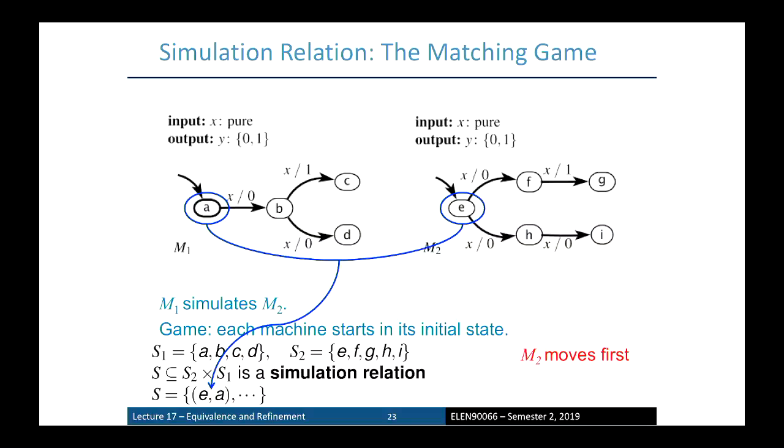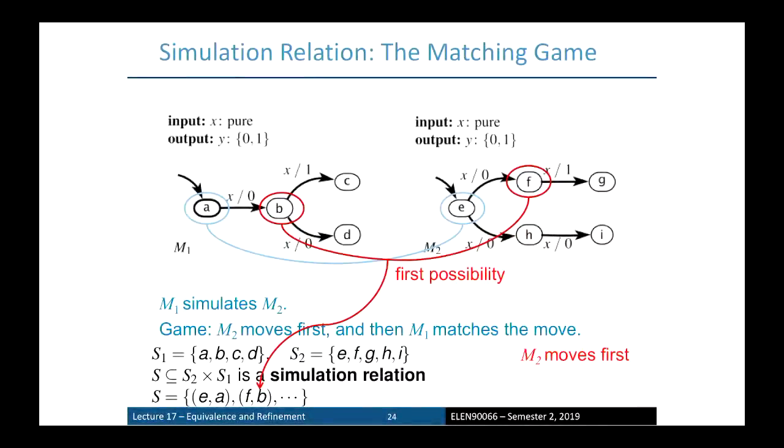Let's pretend that each machine starts in its initial state, and we're going to make M2 move first. Remember, when there's non-deterministic stuff, we choose which machine is going to make the decision before the other one. So let's make M2 move first. We start off in this, so we combine these into a joint state. That's the cross of the sets of the states. All right.